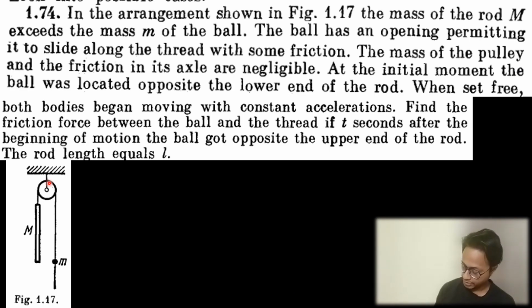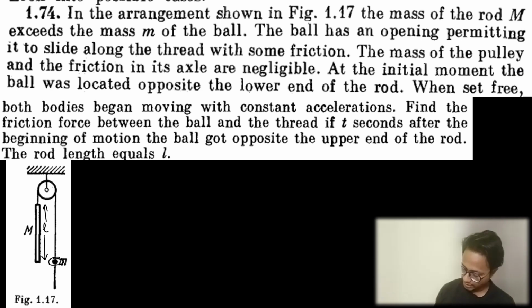See, what this question is saying is that there is a pulley out here. One end of the pulley is connected to a rod of length L. The length of this rod is L. And the other end of the pulley is connected to a ring. Out here there is a ring of mass m, and this ring is allowed to slip up and down along this rope.